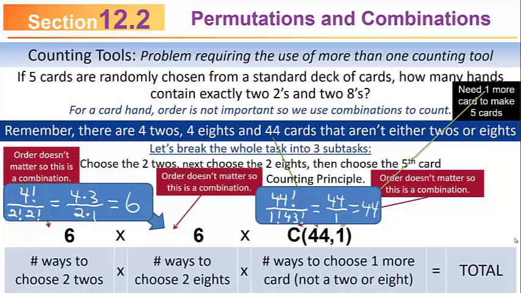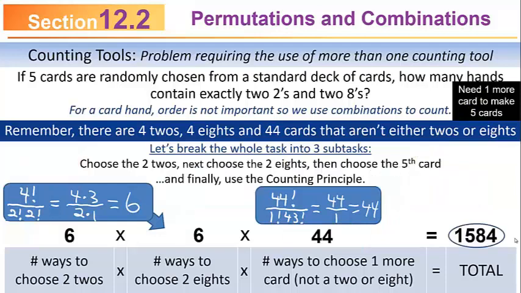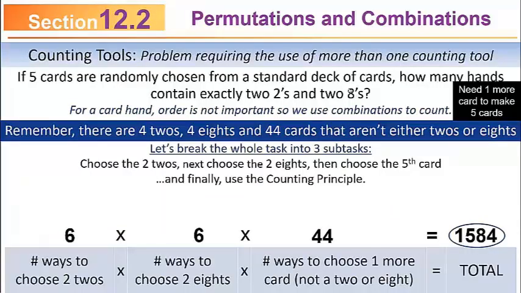In any case, the product you need is 6 times 6 times 44, which comes out to be 1,584. So if you choose 5 cards randomly from a standard deck of cards, there are 1,584 different hands that contain exactly 2 twos and 2 eights.